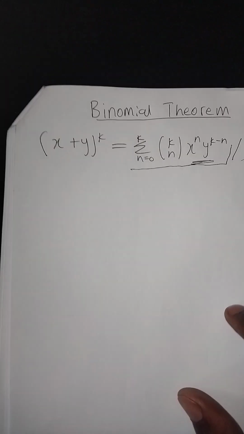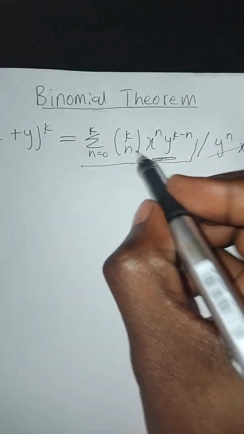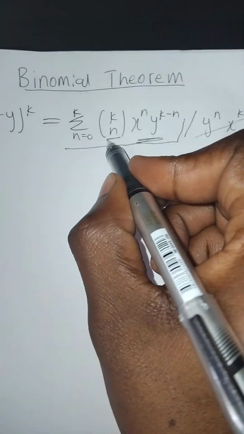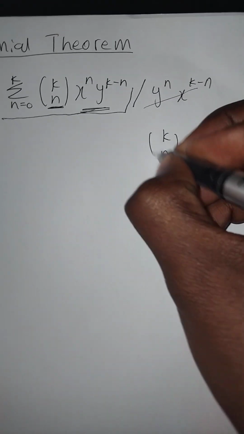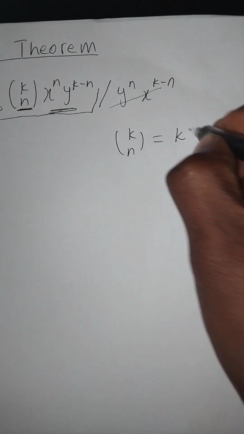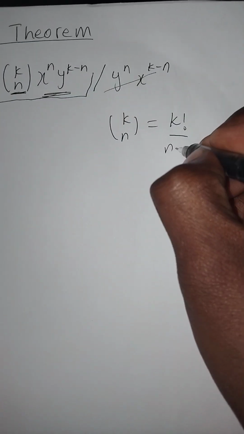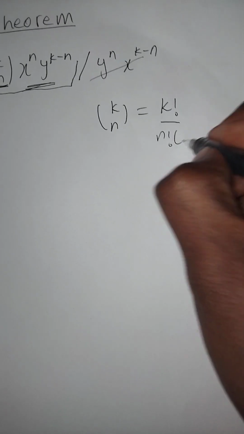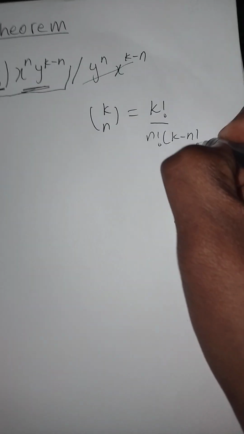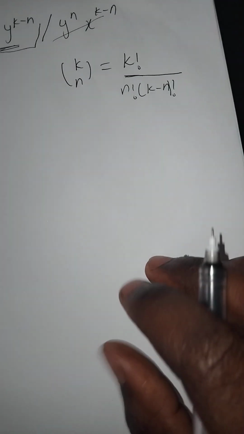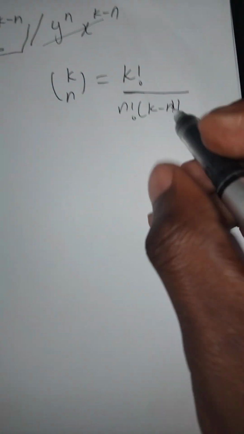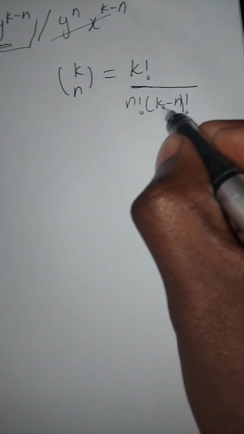Now let me explain some parts in this equation. What is this? That is the combination of k and n. The combination of k and n is basically the same as k factorial divided by n factorial times (k minus n) factorial. So that is the formula for the combination, and that is how you expand it.